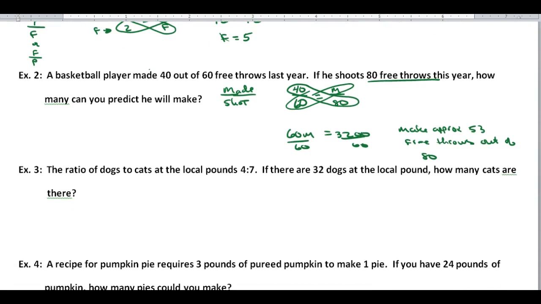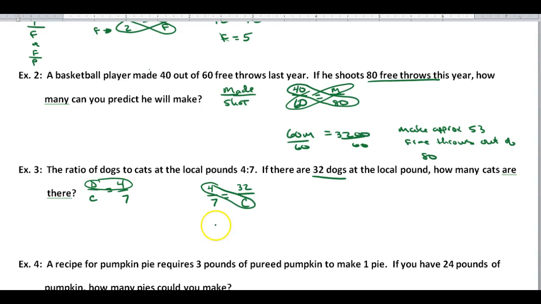Example 3 says the ratio of dogs to cats is equal to 4 to 7. Write it right away. Label what the numerator and denominator represent. There are 32 dogs at the local pound. How many cats are there? So we know the ratio is 4 to 7. That should equal, we put dogs in the numerator here, so I'm going to put the 32 dogs in the numerator. I don't know the number of cats, so I'm going to make that my denominator.